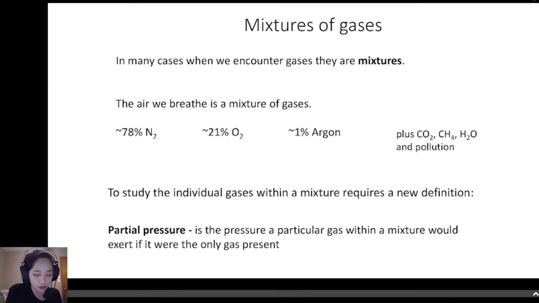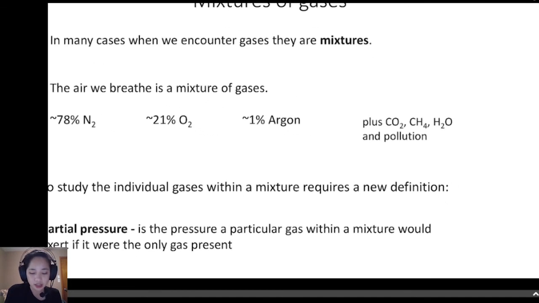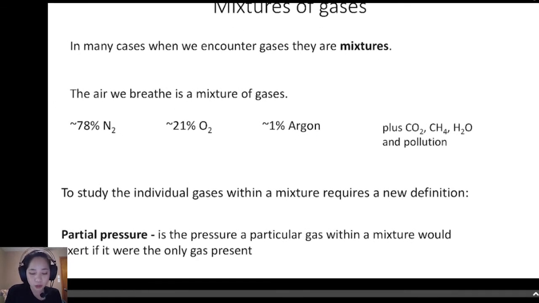And then less than 1% is other gases. And so that is mostly argon, that 1%, plus a lot of other really small components of other gases such as CO2, methane, water vapor, which is still a gas. So water just in the gas phase, and other pollutants in the air. And that makes up less than 1%. So mostly nitrogen and oxygen.